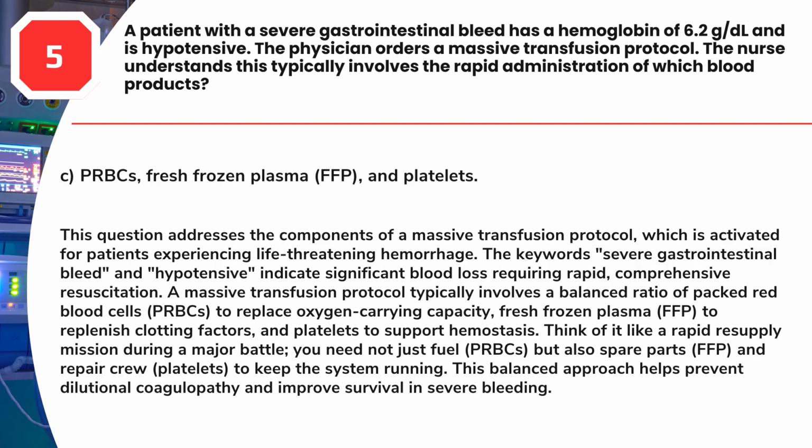Answer, C. PRBCs, fresh frozen plasma, FFP, and platelets. This question addresses the components of a massive transfusion protocol, which is activated for patients experiencing life-threatening hemorrhage. The keywords severe gastrointestinal bleed and hypotensive indicate significant blood loss requiring rapid, comprehensive resuscitation. A massive transfusion protocol typically involves a balanced ratio of packed red blood cells, PRBCs, to replace oxygen-carrying capacity, fresh frozen plasma, FFP, to replenish clotting factors, and platelets to support hemostasis.